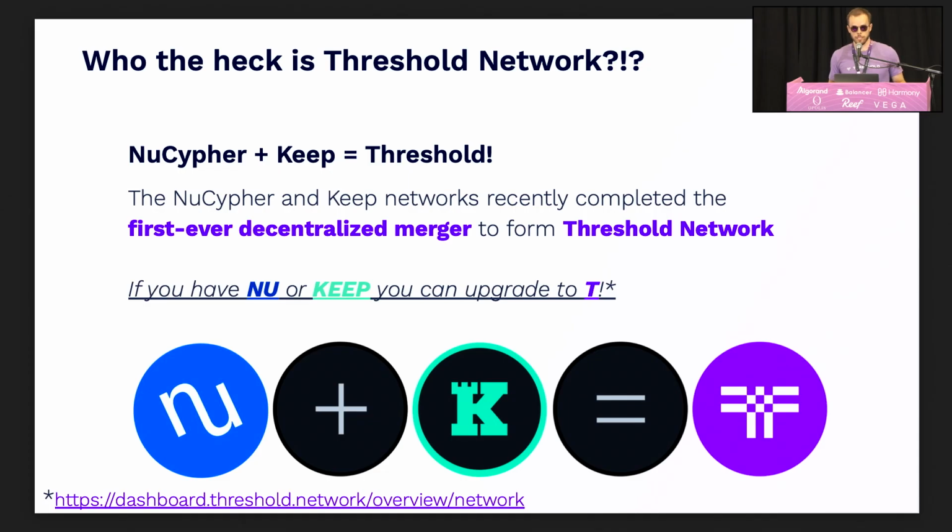So over the past year or so, the NuCypher and Keep communities have been heads down, busy designing, implementing, and as of January 1st of this year, executing the first ever decentralized network merger. By the way, if any of you in the audience have Nu or Keep tokens, you can upgrade those to T. If you see in the bottom left, you can just go to the Threshold dashboard and do that, and that'll allow you to participate in the network and do all the things that people want to do on Threshold, which is stake and run nodes, LP, participate in governance, and basically just get engaged with the Threshold community.